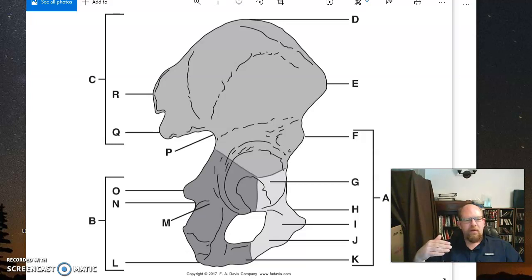Moving superiorly, the kind of medium gray there, that is the ilium portion that contributes to the socket. And then the darker gray is the ischial portion of the socket. So the socket is made up of all 3 bones. Approximately 1/3 of each bone contributes to that.